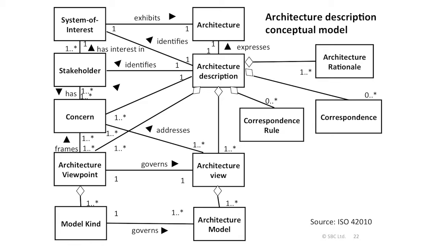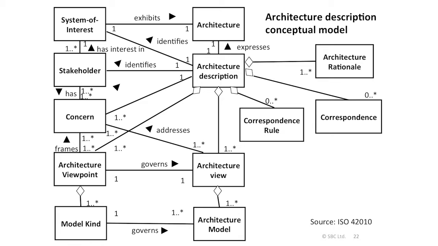Any architecture description includes one or more architecture views. Any architecture view addresses one or more stakeholders' concerns. An architecture view expresses the architecture of the system in accordance with an architecture viewpoint. There are two aspects to a viewpoint: the concern it frames for stakeholders and the conventions it establishes on views. An architecture viewpoint frames one or more concerns.